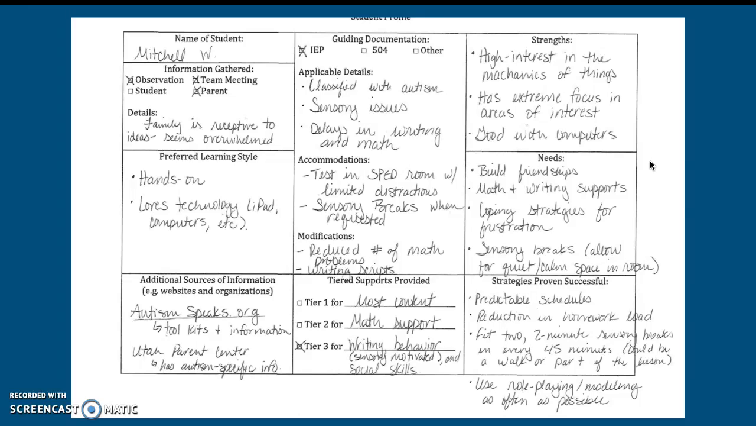Now, I'm going to work on differentiating a lesson plan for Mitchell, who is a student with autism. Some key things I want to point out about Mitchell really quick is that he has extreme focus in areas that he is interested in, which is very applicable for differentiating information, along with he needs to work on building friendships and his writing standards.